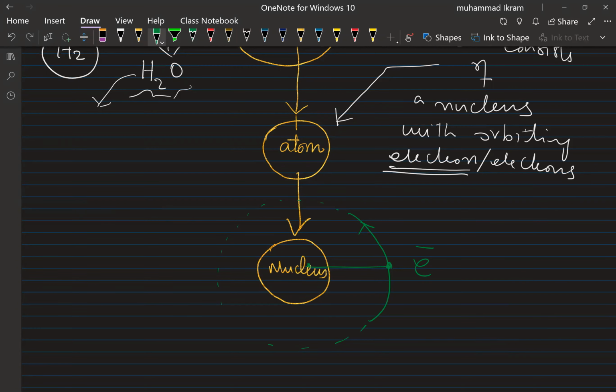Kinetic molecular model of the matter. This can be best explained on the basis of the kinetic molecular theory. The kinetic molecular model of the matter has some important features, and this is what I call the kinetic molecular model, kinetic molecular theory. First of all, I'll define what it is.